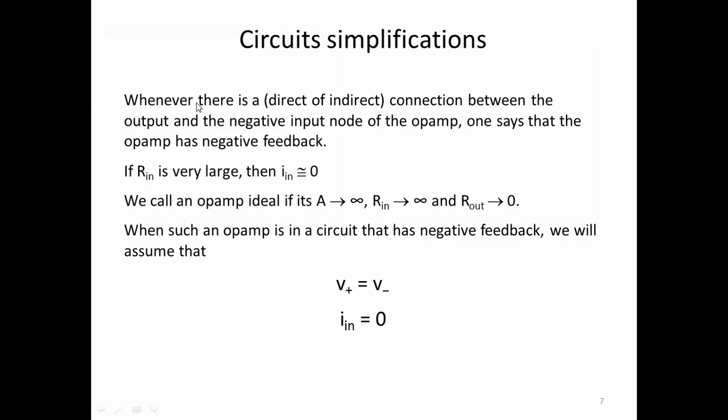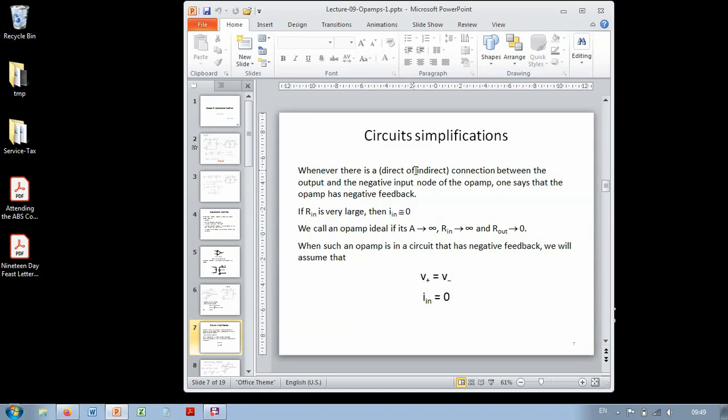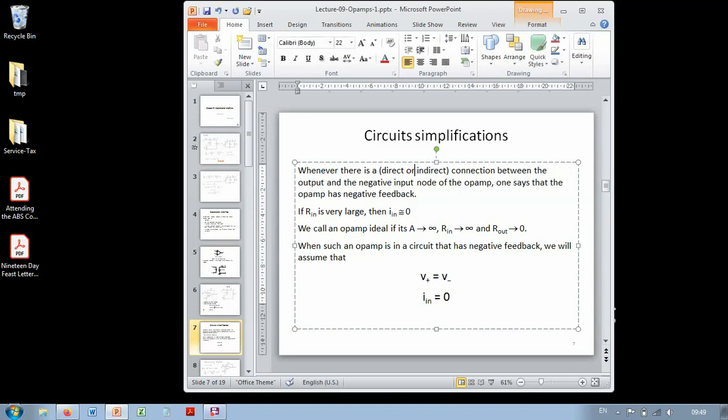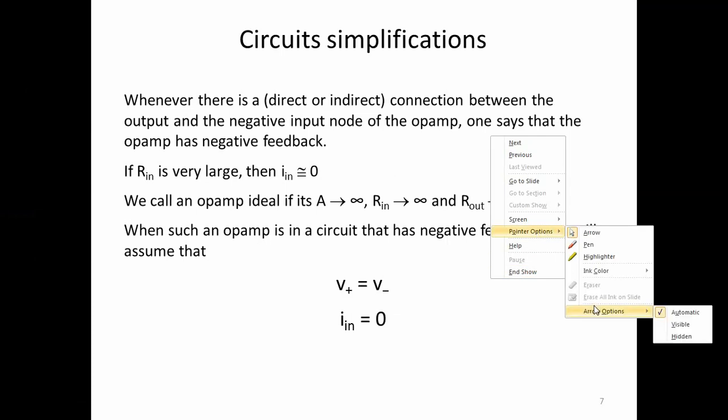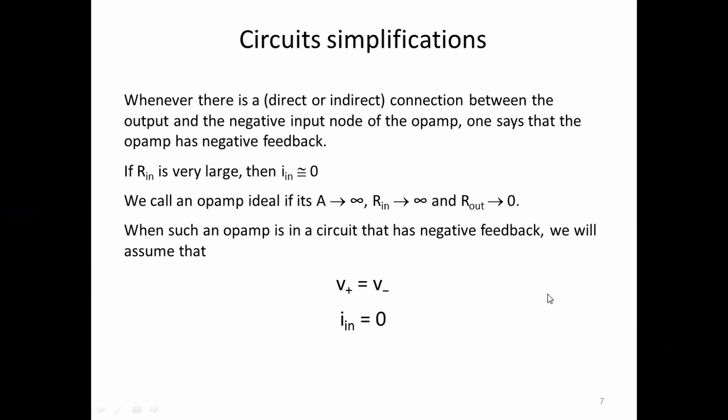Okay, so with that, let me make this statement. Whenever there is a direct or indirect connection between the output and the negative input node of the op-amp, one says that the op-amp has negative feedback. Very important term. Whenever such a connection exists, one says that the op-amp has negative feedback.